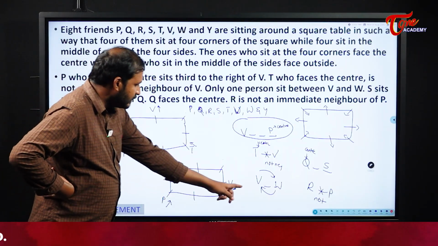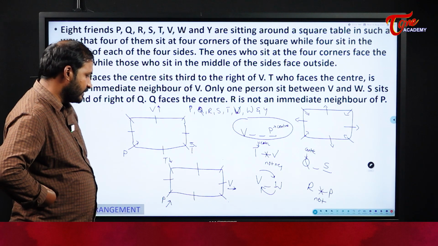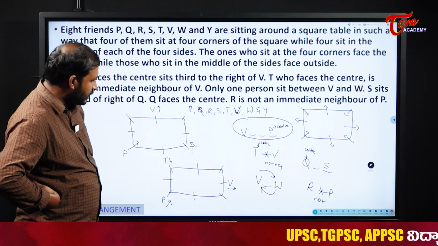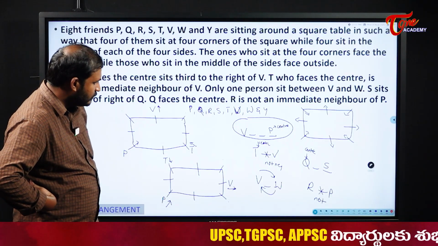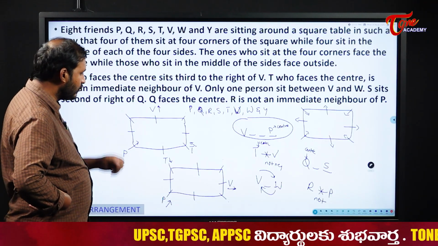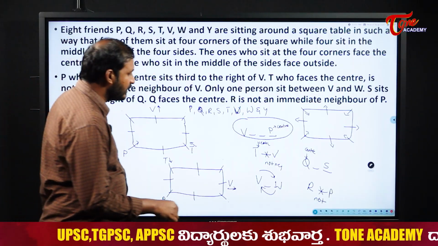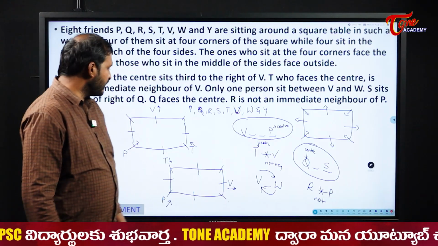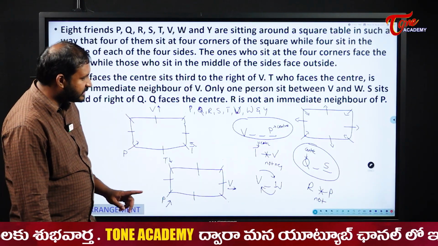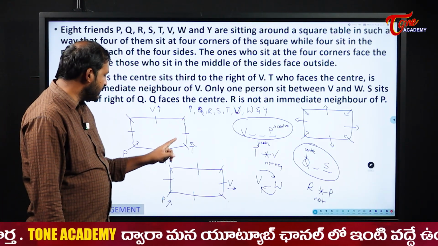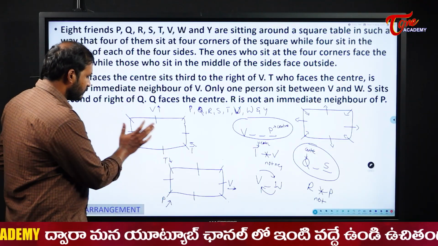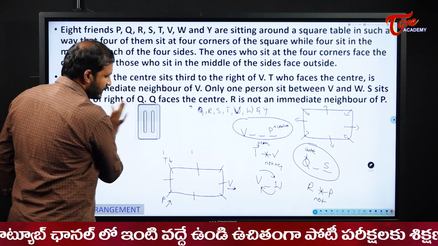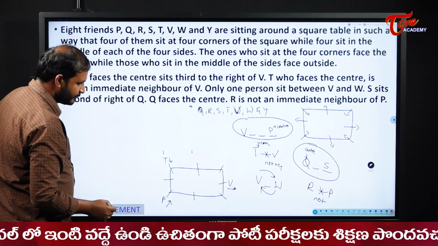Next, between V and W I should have one person, so W can come here or here. Already we know who is facing the center: Q and S. I should put Q and S. Q is facing the center, right? So the only chances left for Q are these. Two conditions are mixed here. One second, students, I will try to draw it a little bit separately.